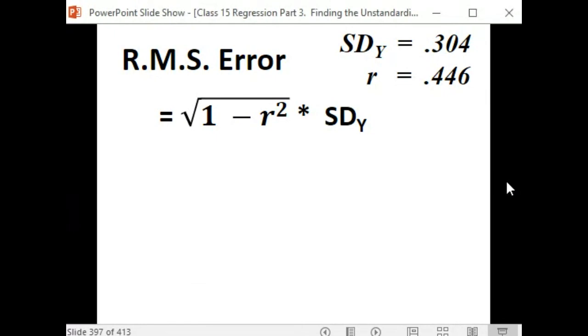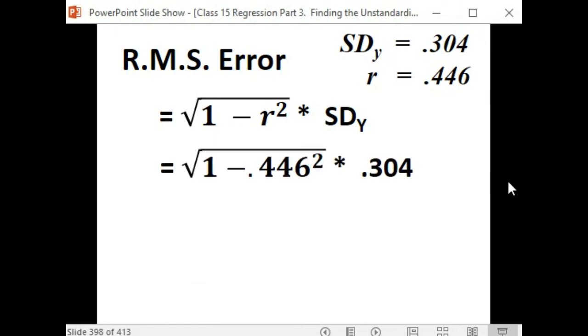Here we go, let's plug them in. Okay, I've just plugged in the numbers. So take a moment to look this over, and then let me know if you have any questions about what I've just done. Well, actually, you can't ask me because this is recorded. So take a look and make sure you see what happened in that step. I just plugged in 0.446 for r and 0.304 for the standard deviation of y.